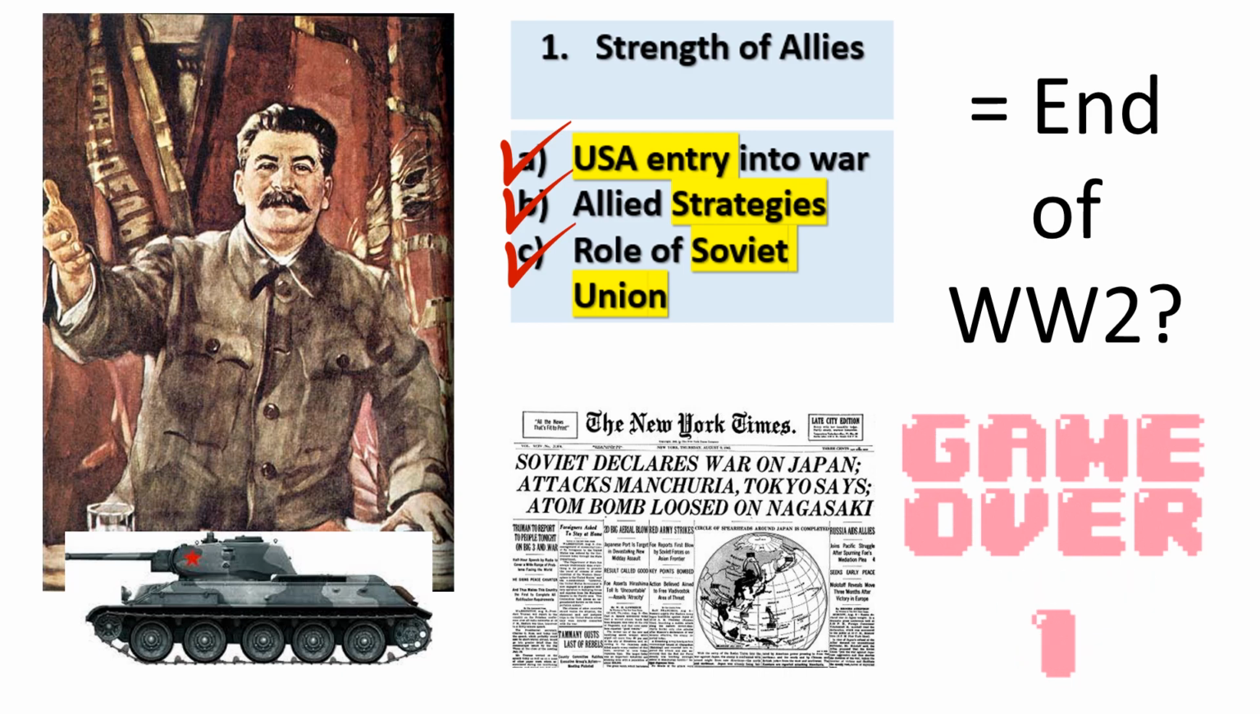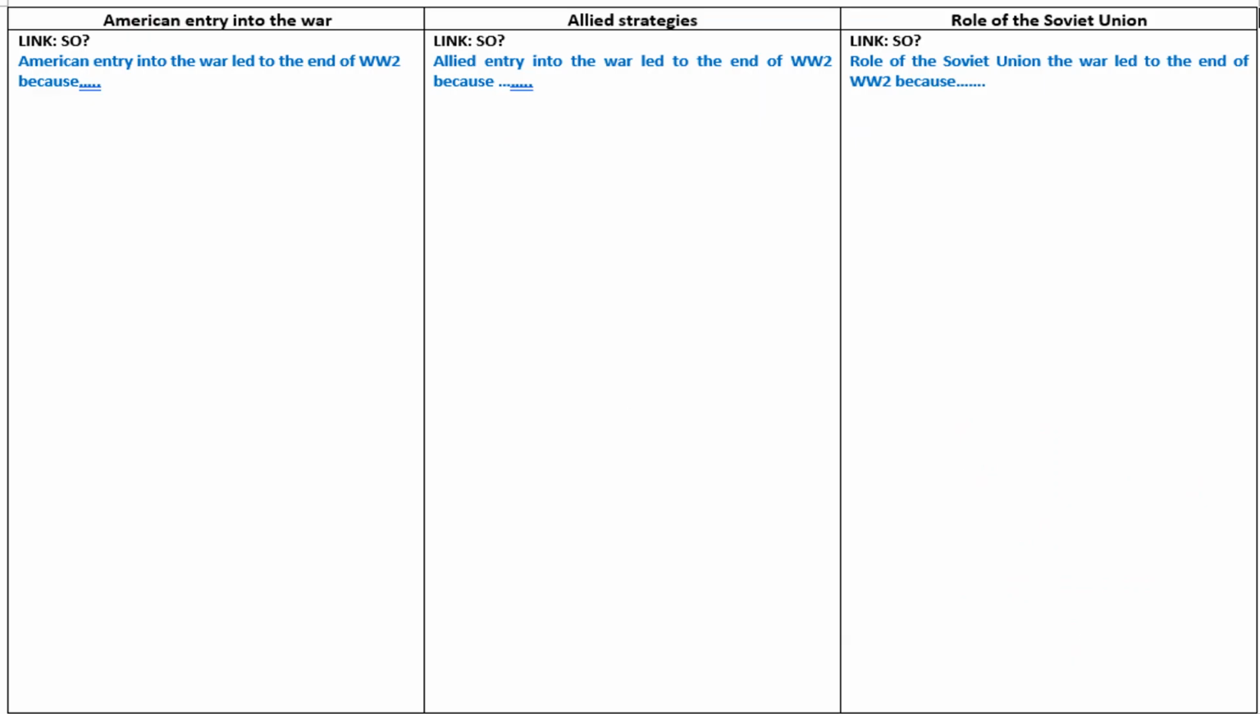So we have gone through strength of the allies, and the third one, which is the role of Soviet Union, is all of this. That means Stalin's leadership capabilities, and then you also have the tanks that they used. And when Soviet declares war on Japan, this is what it means. It literally means the end of World War II.